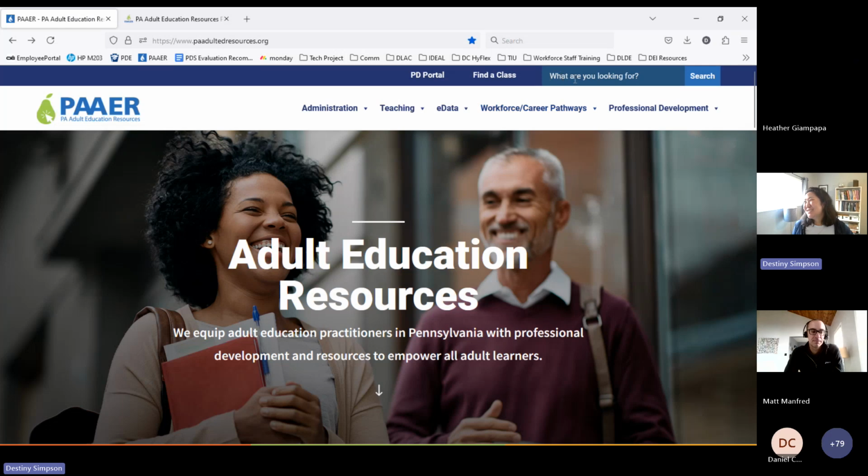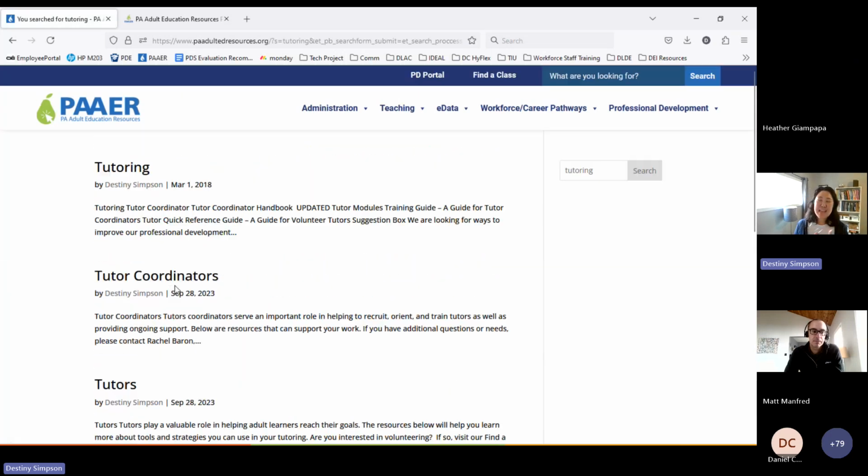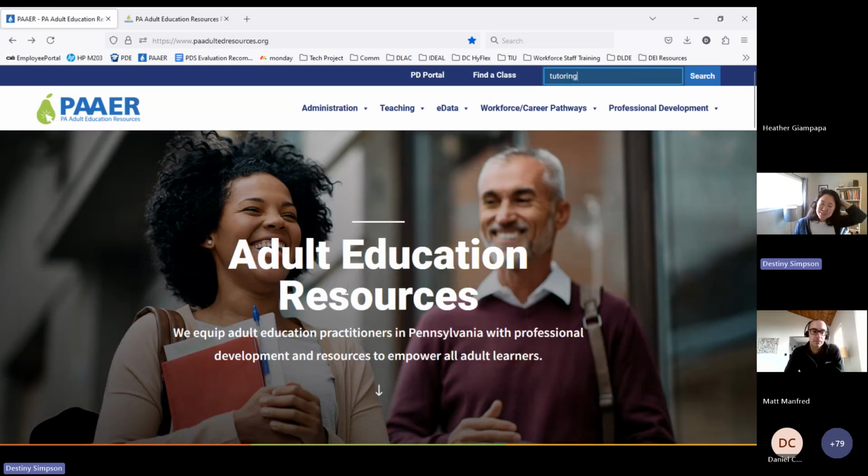Right now we do have a search function. So if someone types in tutoring and hits search, you can see it comes up with resources, but it's not as powerful as what you're talking about, Daniel. So thanks for that suggestion. It's something we will consider and explore moving forward. Any other questions or thoughts or ideas?